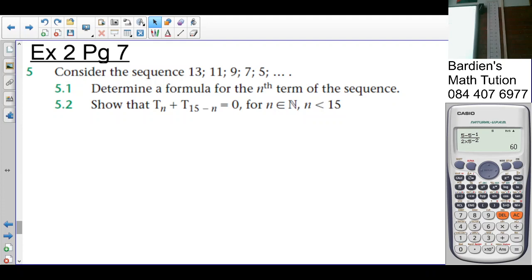Consider the sequence 13, 11, 9, 7 and 5. Determine the formula for the nth term. That shouldn't be a problem, no? So how do I move from one term to the next? I subtract 2 all the time.